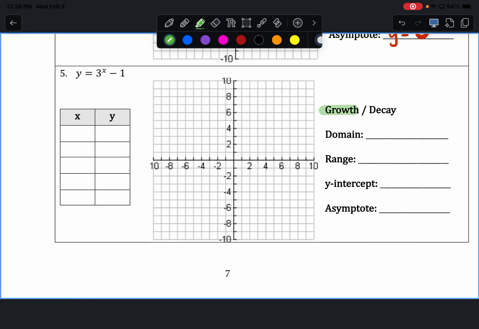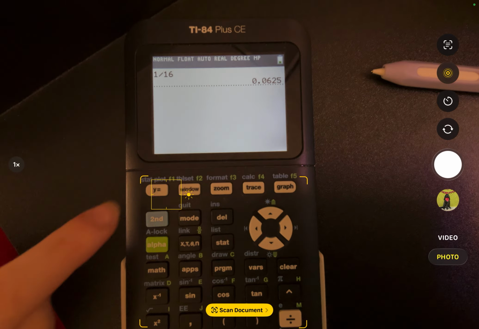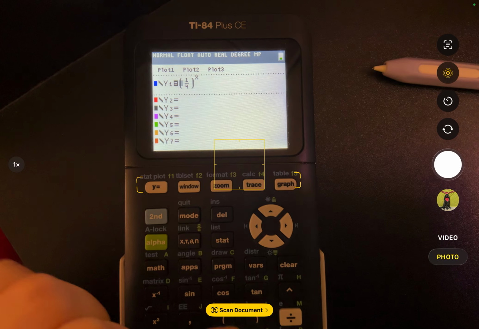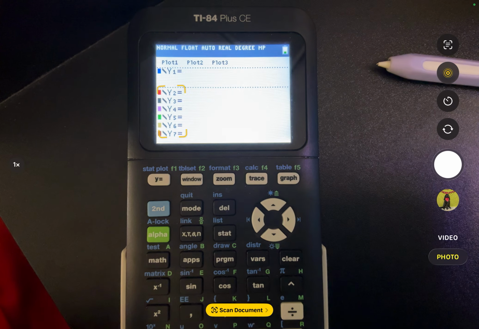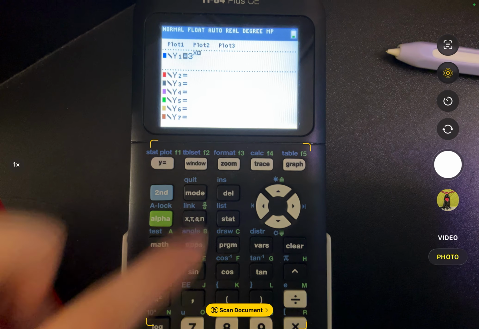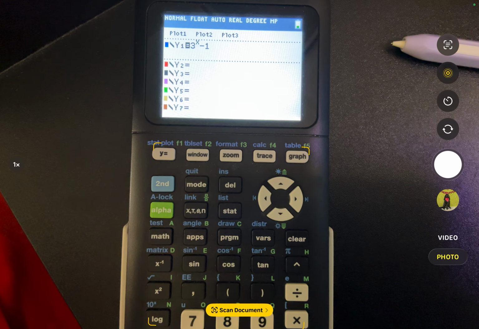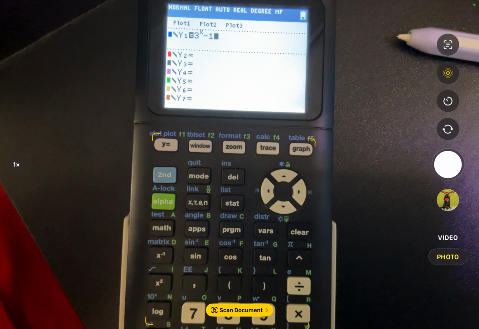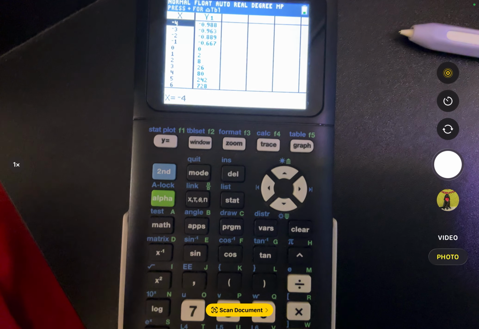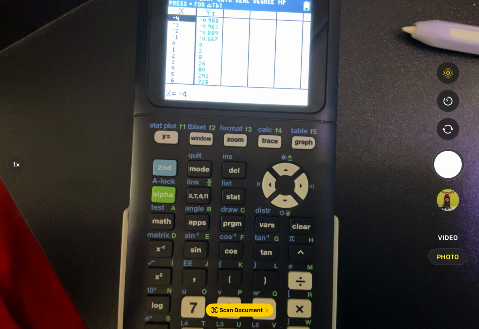So we're going to go back into our calculator. Let me switch over so I can do this. Now I'm going to go back to y equals. I have an equation there that I don't want, so I'm just going to clear it. Then I'm going to do 3 to the power of x minus 1. Once I do that, I do second graph to go back to my table, and it still gives me the full table. So we're going to use that table to fill in everything else.